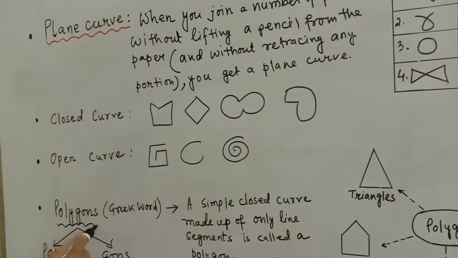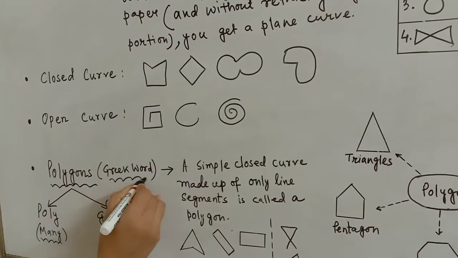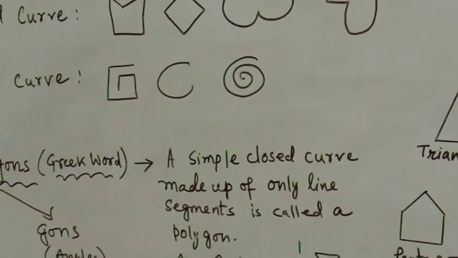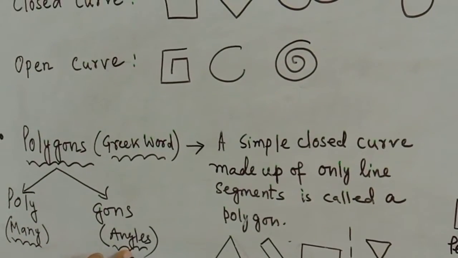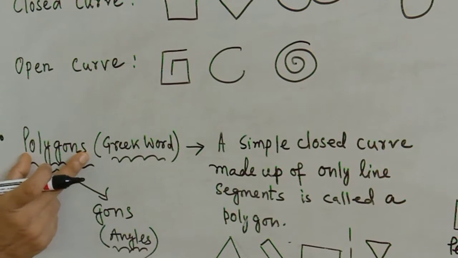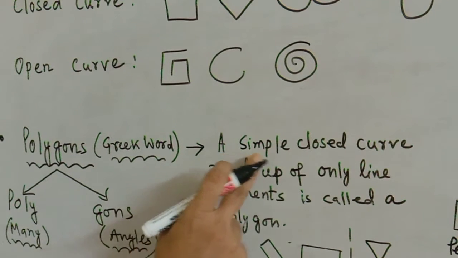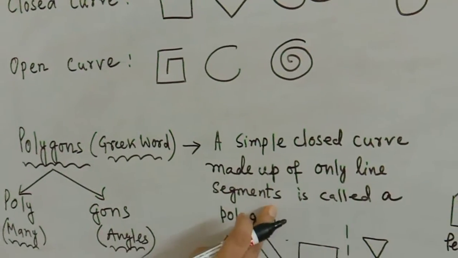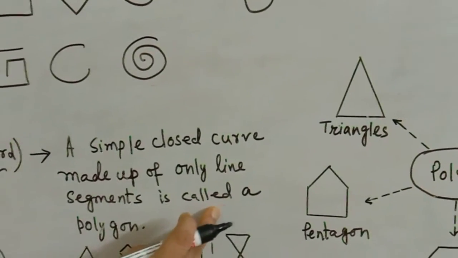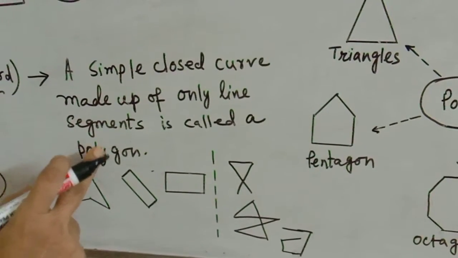Now our topic, it is polygon. What do you mean by polygon? It is a Greek word. Poly means many, gons means angles. By the name of these polygons, you can understand that many angles are there. So in the definition, it is a simple closed curve. A simple closed curve made up of many line segments is called a polygon. Many line segments are there. It is known as a polygon.